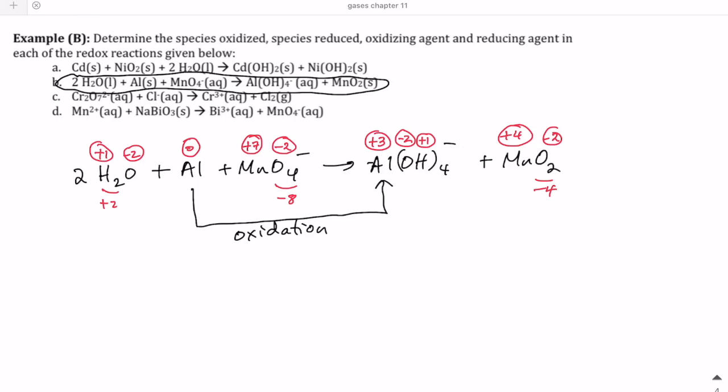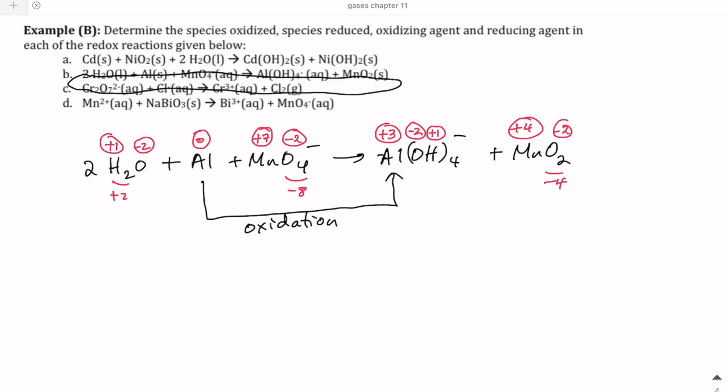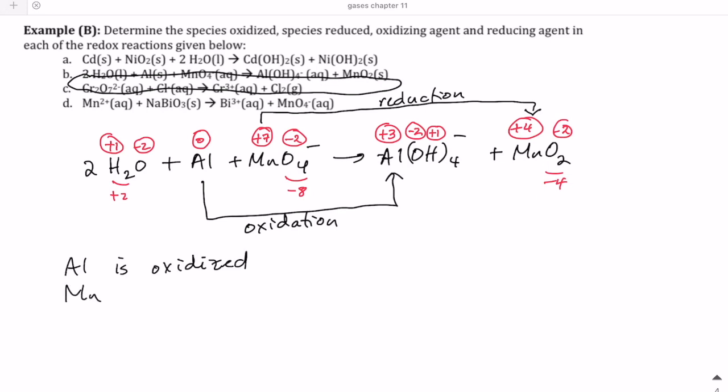Let's take a look at any other element that has a change in oxidation number, and we notice that manganese is the other element that has a change. So manganese goes from +7 to +4. That means there's a decrease in oxidation number, and that would mean that there's a reduction occurring for manganese. So then what we can say is that aluminum is oxidized and manganese is reduced.